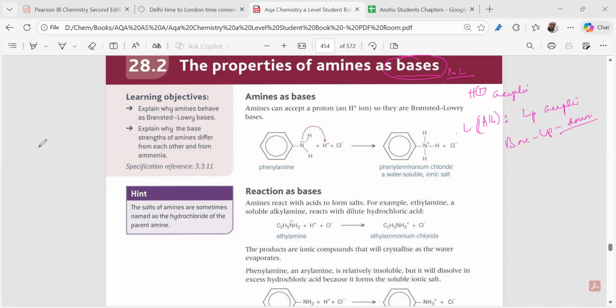In the A level exam, you will see lots of questions like this. See, lone pair donors. Can you see this? So this defines a Lewis base. Bronsted Lowry also is satisfied, right? It's a proton acceptor. Can you see this?